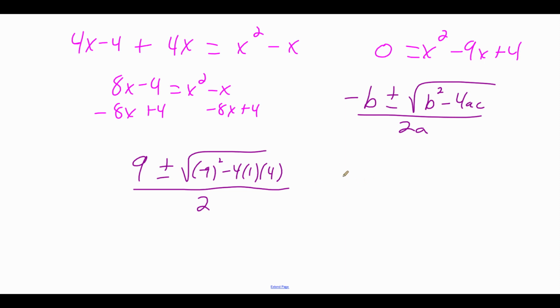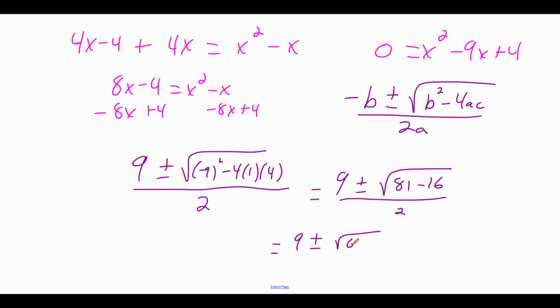Now if we work underneath the radical first, we're going to get 9 plus or minus the square root. Well, negative 9 squared is 81. 4 times 4 is 16, so we have 81 minus 16 underneath that radical, which ends up being 65. So we've got 9 plus or minus the square root of 65 all over 2.